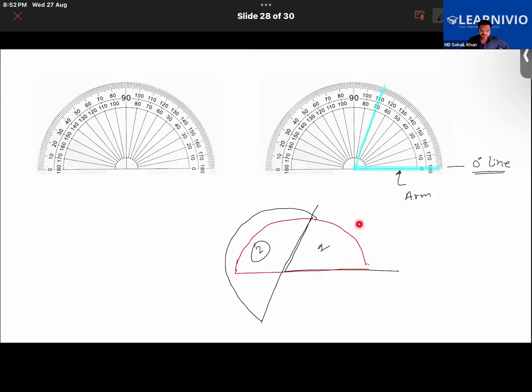Also, you have to see from which side you're measuring the angle, like which angle is being measured. Like this angle is being measured now. So where is it falling? On the right side of the protractor. So when you read from the right side, you start from 0 degrees: 0, 10, 20, 30, 40, 50, 60, 70, 80, 90, then 100, 110, and so on, till 180. In this manner, you measure it.